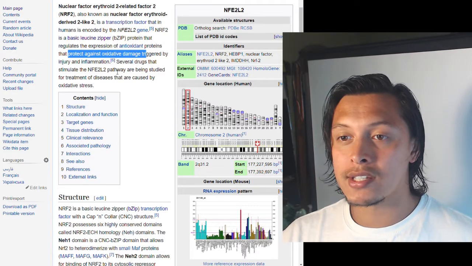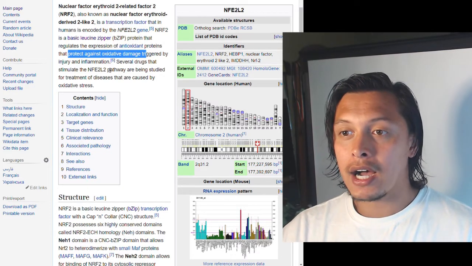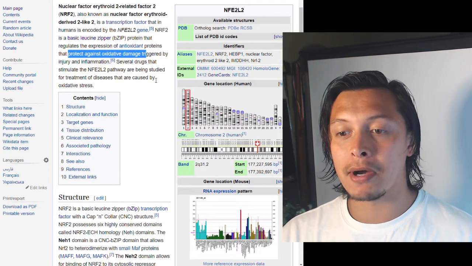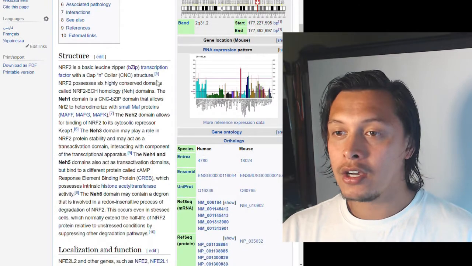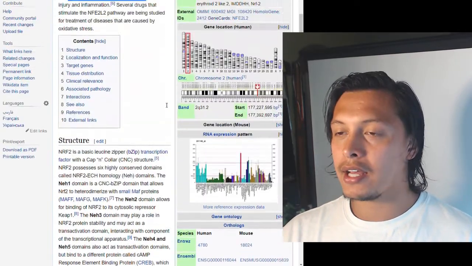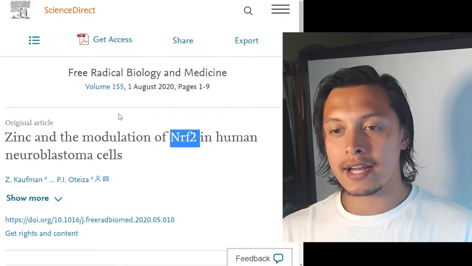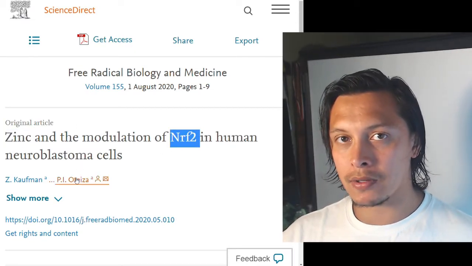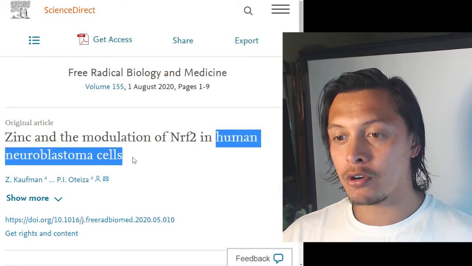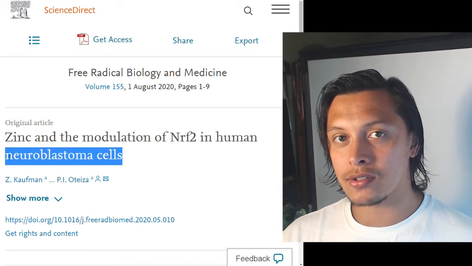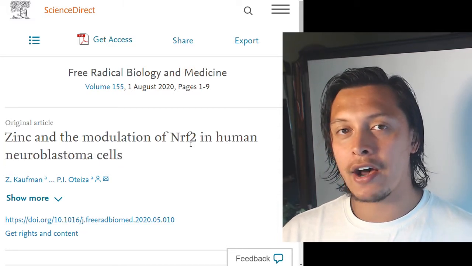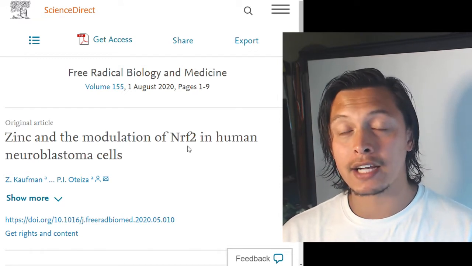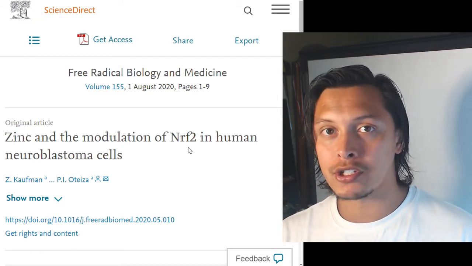Several drugs that stimulate NRF2, the NRF2 pathway, are being studied for treatment of diseases that are caused by oxidative stress. So, knowing that zinc modulates NRF2 in human neuroblastoma cells: human neuroblastoma cells, cancers, usually have really screwed up expressions of a lot of different proteins. In fact, by definition, they have screwed up expressions of proteins.